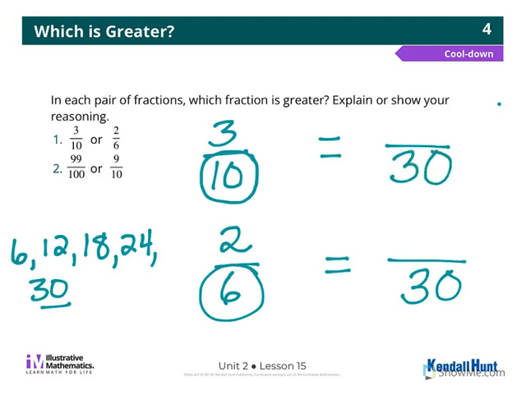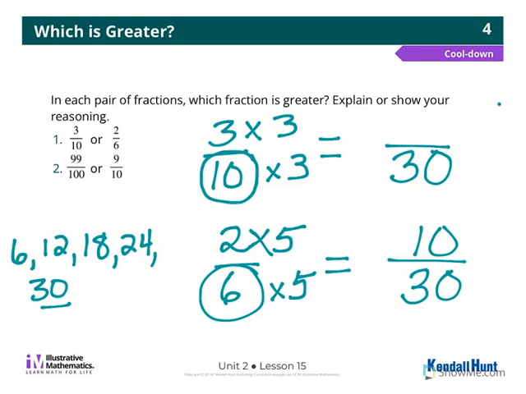All right, I'm going to start with 2/6. So 6 times what number gives me 30? Oh, 5. All right, what I do to the bottom, I do to the top. 2 times 5 is 10. Okay, let's look at 3/10. 10 times what number is 30? 10 times 3, what I do to the bottom, I do to the top. 3 times 3 is 9.